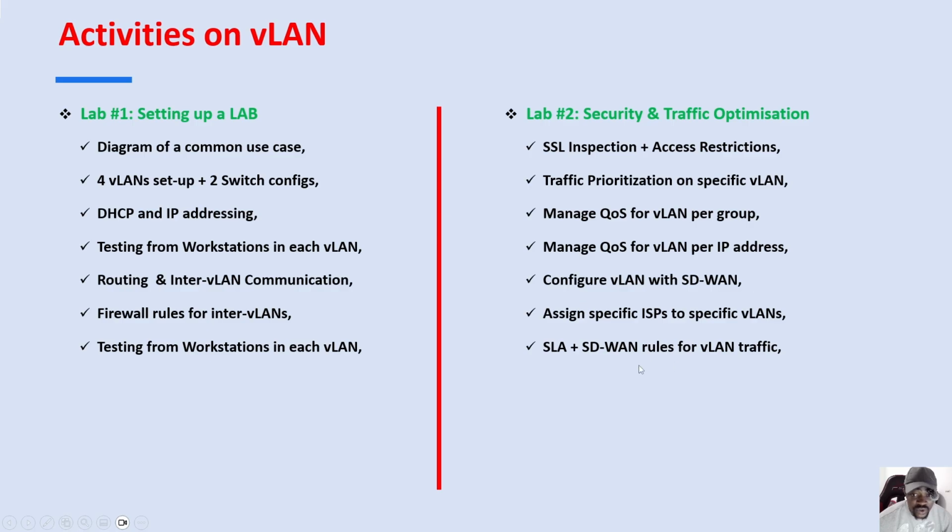We'll also see how to configure VLANs with SD-WAN. Here we'll see, for example, how we can assign a specific ISP to some VLANs. Maybe you have 2 or 3 ISPs on your FortiGate device, and you would like a particular ISP to provide internet access and services to some specific VLANs, and the other VLANs will get their internet service from another ISP. So we'll see how to configure all of this in lab 2.